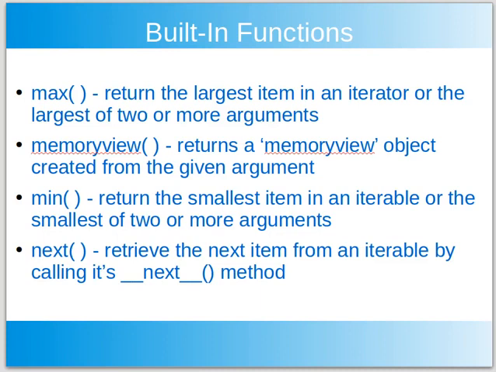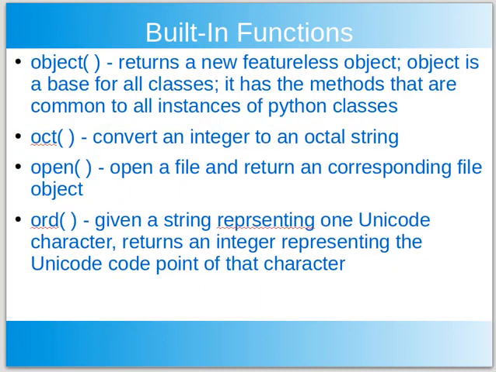Max returns the largest item in an iterable or the largest of two or more arguments. Memoryview returns a memory view object created from the given argument. Min returns the smallest item in an iterable or the smallest of two or more arguments. Next retrieves the next item from an iterator by calling its next method. Object returns a new featureless object. Object is a base for all classes. It has the methods that are common to all instances of Python classes. Oct converts an integer to an octal string. Open opens a file and returns a corresponding file object.